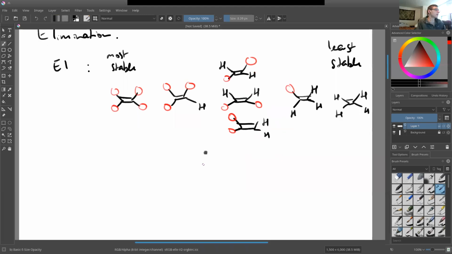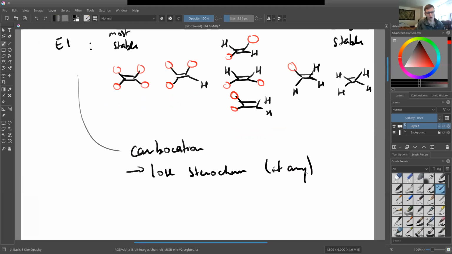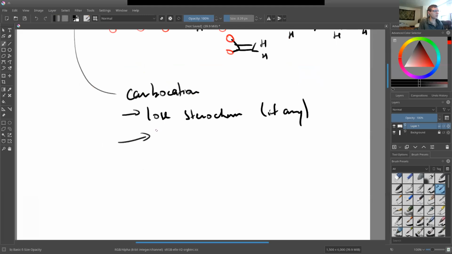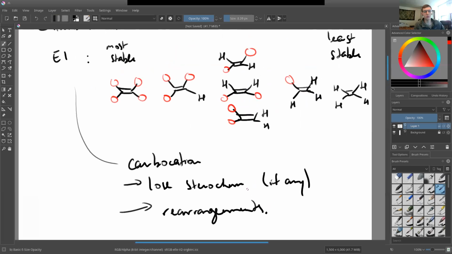Okay. And then also with E1, remember that we form a carbocation. So we get all of the pleasures and joys that come along with that, especially meaning we lose stereochemistry, if we have any to start with. And it also means that we can get rearrangements. Okay. And those are kind of the 2 big things to look out for with E1, is that we can get these 2 effects happening.